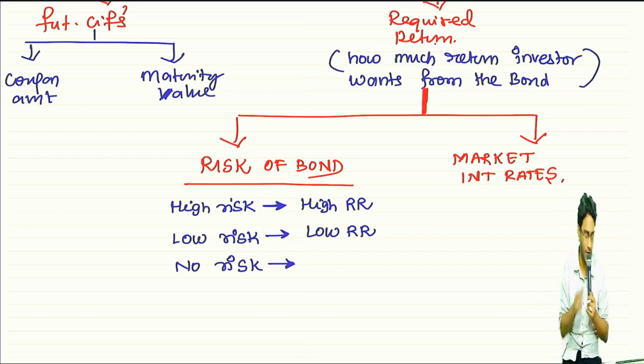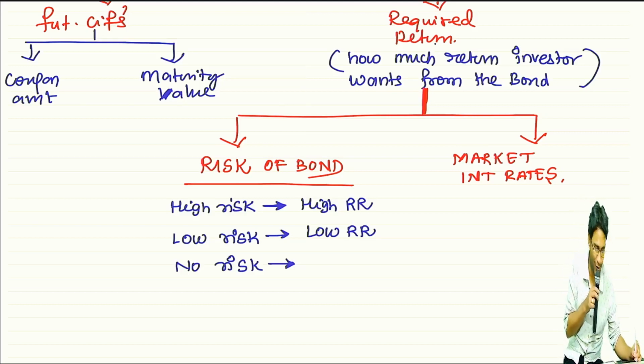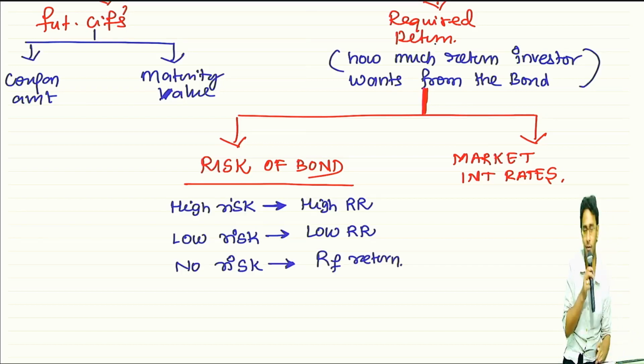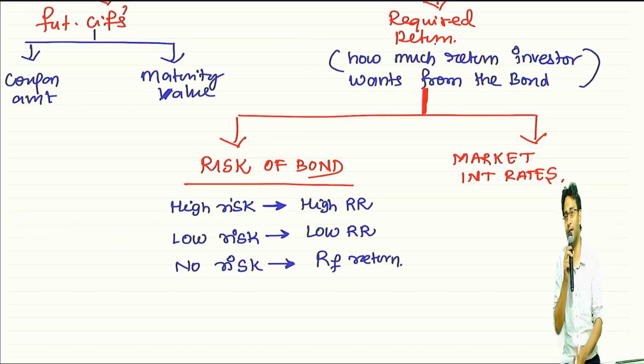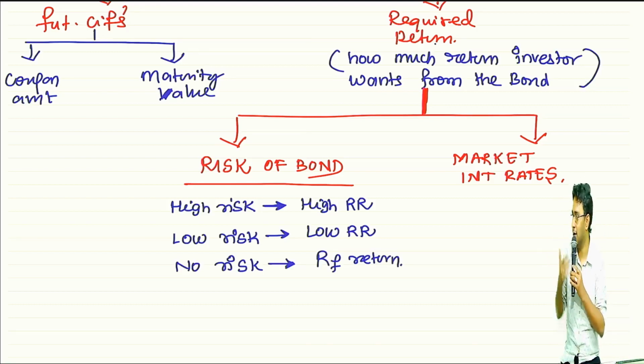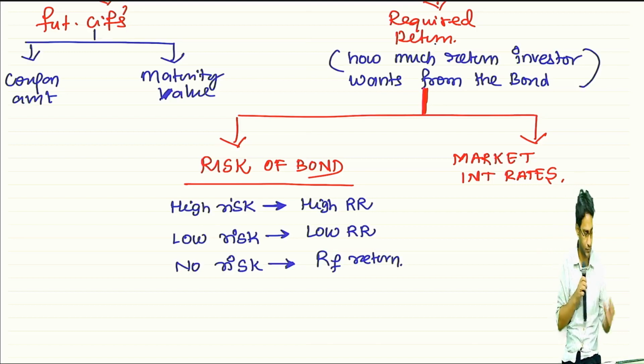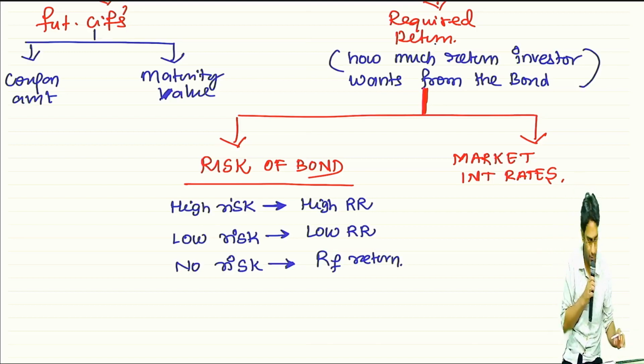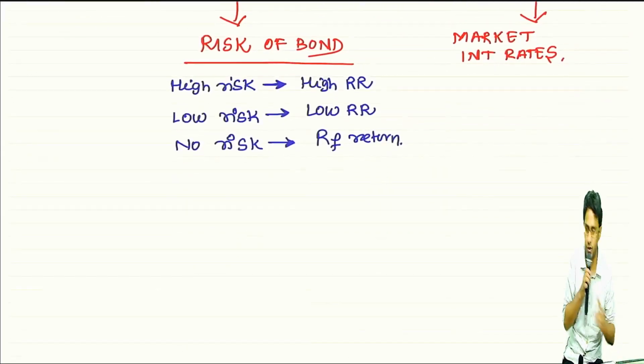No risk means no required return? No. I already told you the answer. You should expect the risk-free return. There's something called the risk-free return. For not taking any risk also I want some return. That is RF. You take a little extra risk, a little extra return you demand. You take more risk, more extra return you demand. So overall your returns keep on increasing. We'll come to market interest rates in a while. Let's first finish understanding the risk and return relationship.